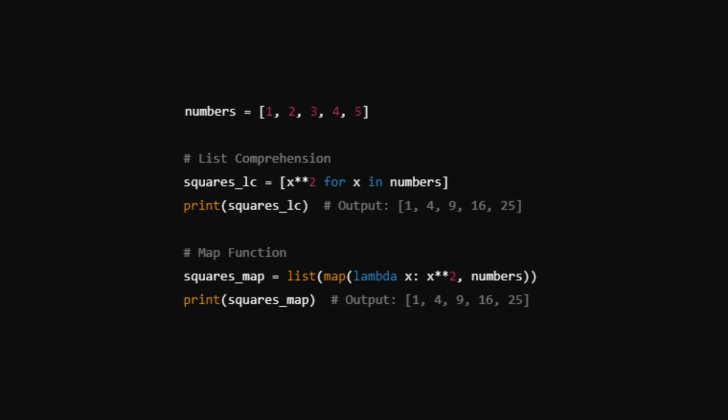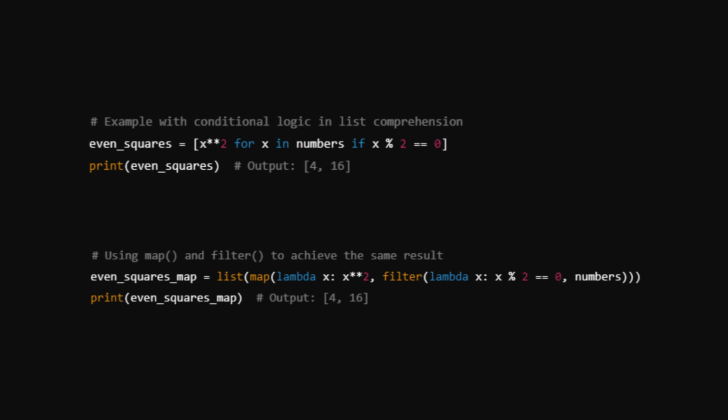So here, both methods return the same result, but list comprehension tends to be a little bit more readable, especially for simple operations. But now let's dive into actual examples where you might prefer one over the other. So when should you use list comprehension over the map function? If your transformation is simple, list comprehension is usually the better choice because it's just oftentimes more readable.